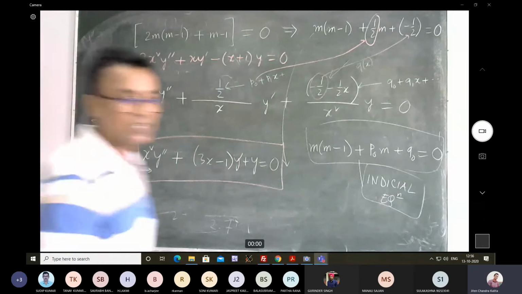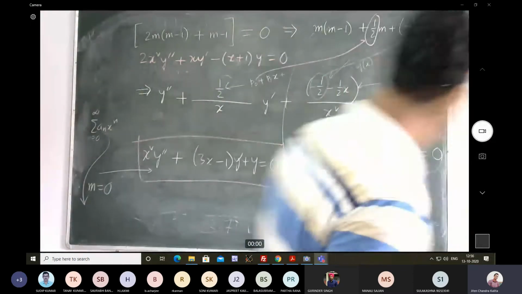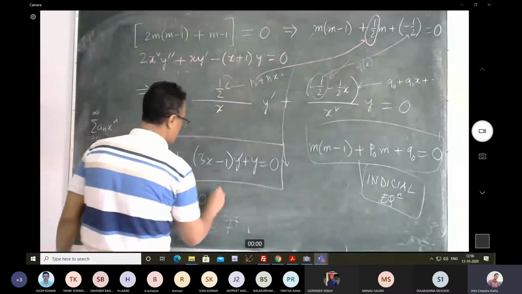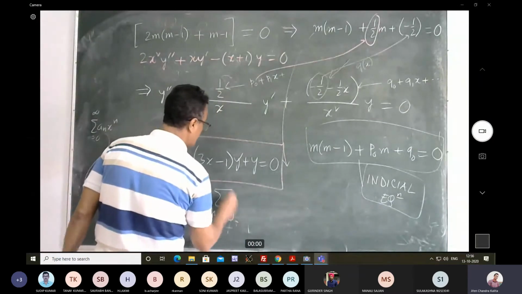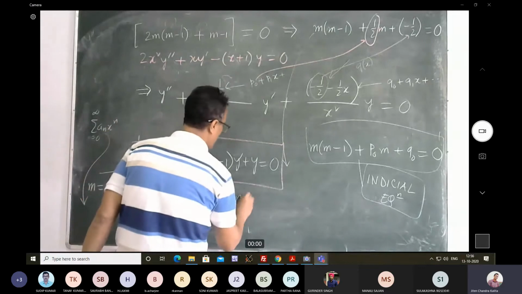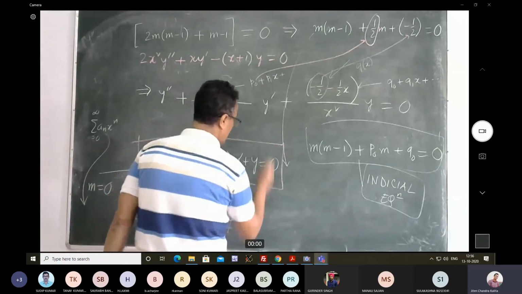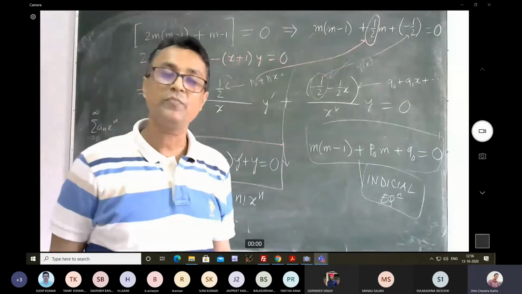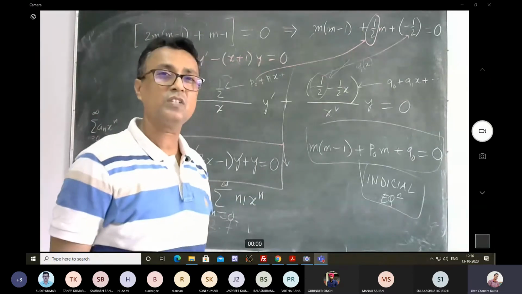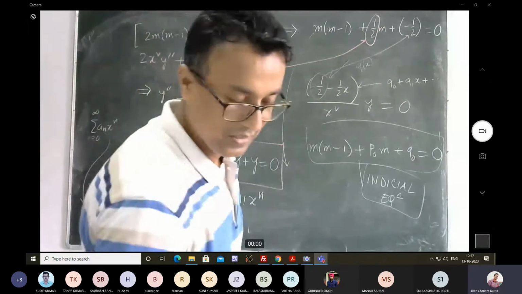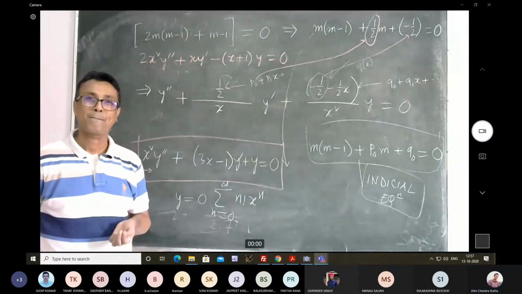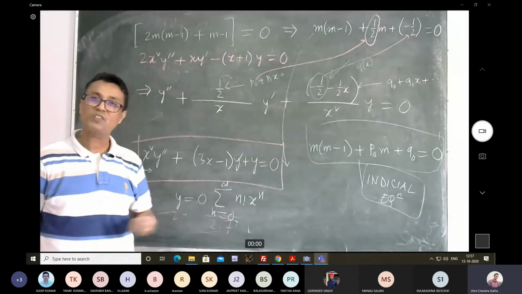you would find out that corresponding to m equal to 0, you are going to get an infinite series of this form. Infinite series of this form. Is this series convergent?